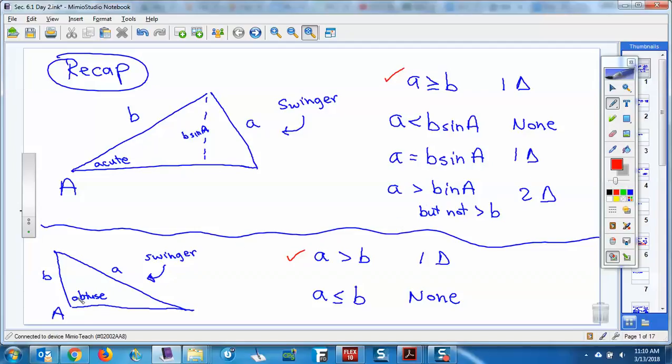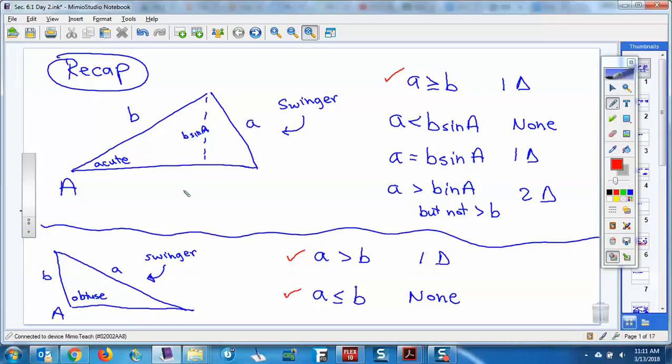Now in the obtuse one, you can't have 2. We've already said if A is bigger than B, you have 1. If A is less than or equal to B, you have none. You don't have any, because if A is the same as B, it won't be long enough to reach this side down here. If this is obtuse and A is littler than B, it's going to stop here somewhere. It won't be long enough. So this can be 1 or none.